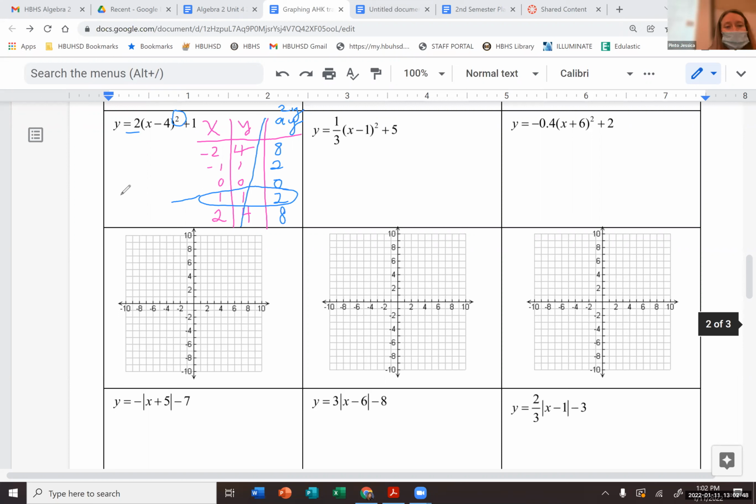So I'm going to, just as I did before, start at 4, 1. I'm pretending that 4, 1 is the origin. And now I'm going to go 2 units to the left, and then I'm going to go up 8 units this time because the A value is 2. So 2 units to the left, up 8 units. I go 1 unit to the left, 1 unit, and then I go up 2.